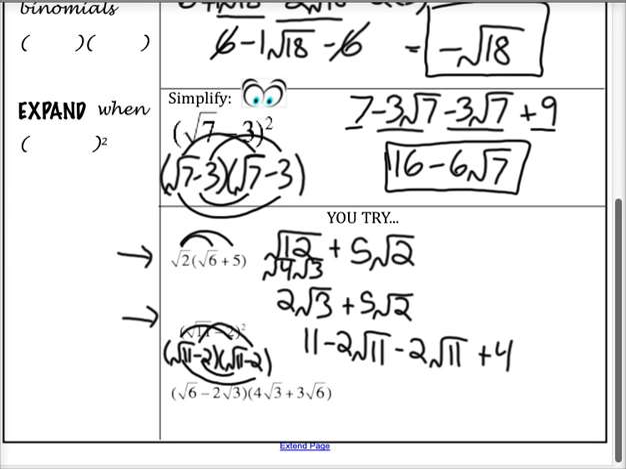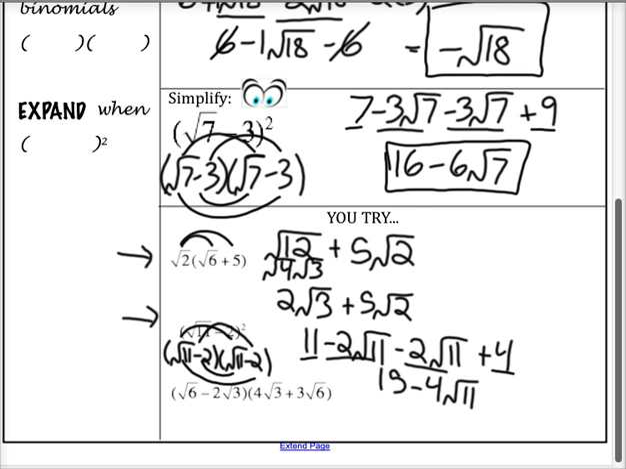Once we get to this point, now we look to see, does anything combine? Well, 11 and 4, that's just going to give us 15. Negative 2 square root of 11 minus 2 square roots of 11. They are the same radical, okay? Both are square roots of 11, so we can actually combine those like terms. Negative 2 minus 2 more will give us a minus 4 square roots of 11, and that is going to be our final answer.